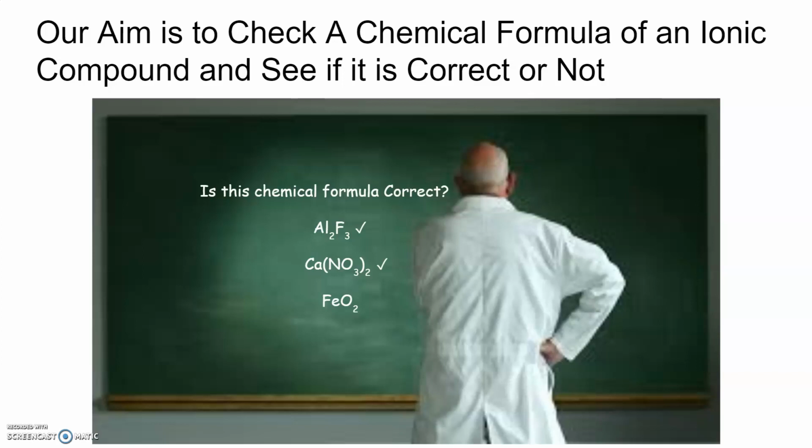So just to recap, the aim of this lesson is for us to be able to check a chemical formula of an ionic compound and see if it's correct or not. And we've already looked at how to do that for very basic or simple ionic compounds like Al2F3. Then we looked at how to do that for more complicated, so the ternary ones that include polyatomics. Now we're going to look at how to do that for transition metals.